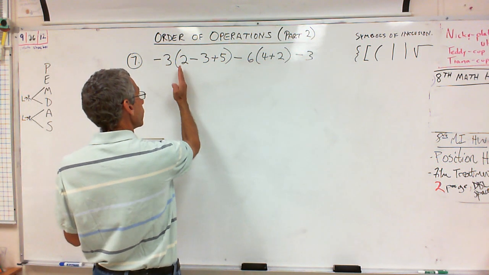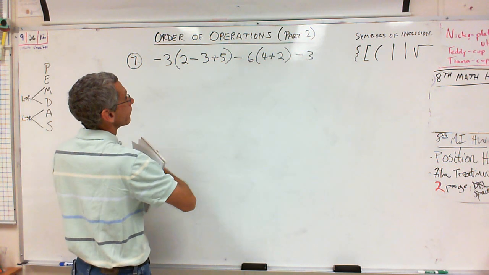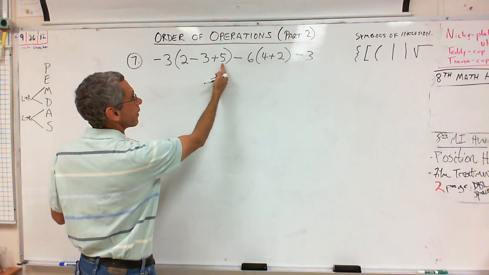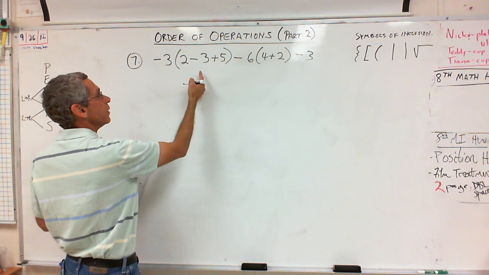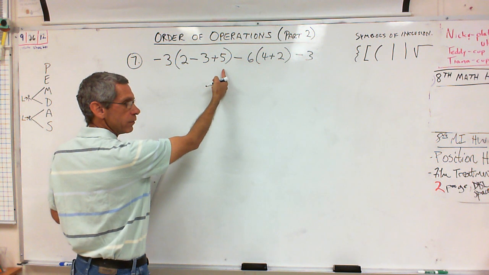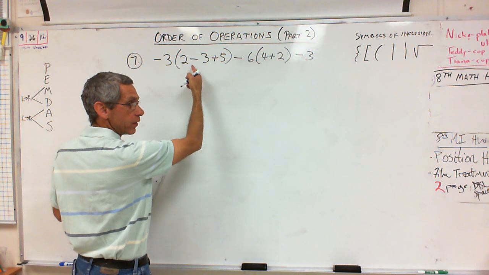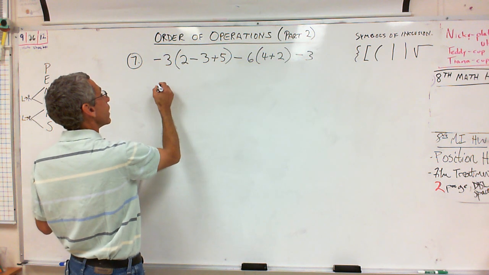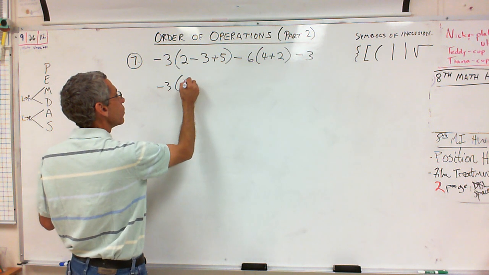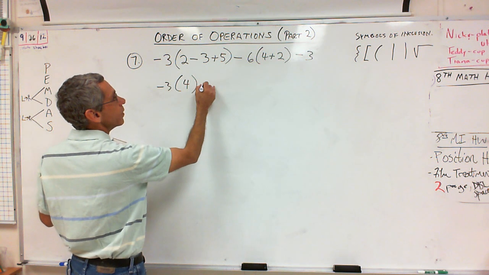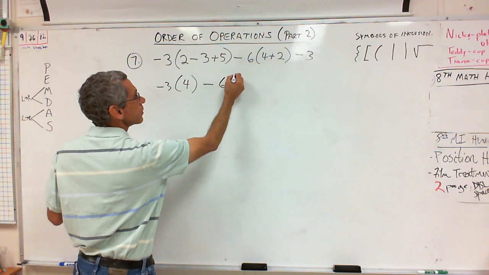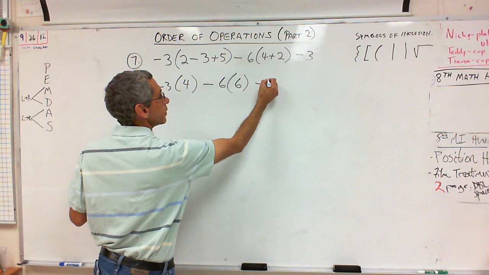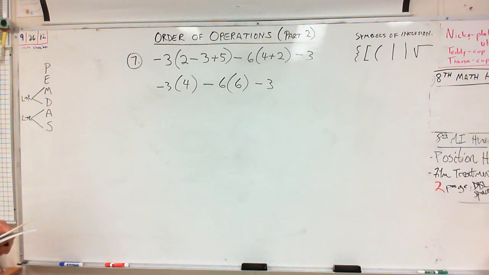What is, and I've got to go from left to right, 2 minus 3, what's that? Negative 1. What's negative 1 plus 5? 4, right? Negative 1 plus 5 is 4, because that's 5 minus 1. So we got negative 3, parenthesis 4. Oh, that looks much easier. Minus 6. What's 4 plus 2? 6. And then minus 3. Okay, so that's looking much easier.